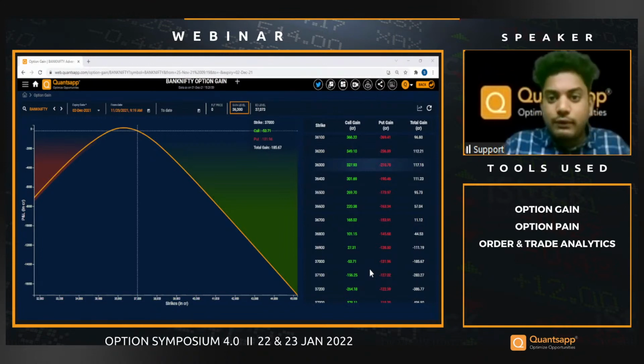So over here, what we can do is come to option gain. The level will be max pain only. But the thing is, let's say on an expiry day, I want to check how exactly from a particular time.